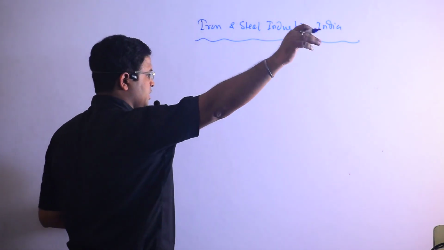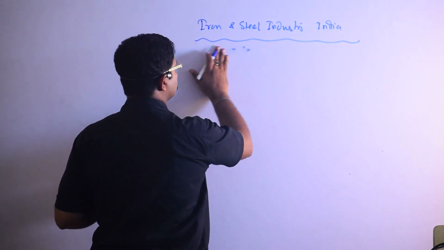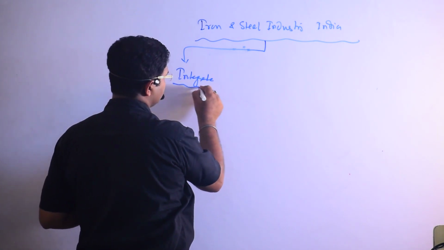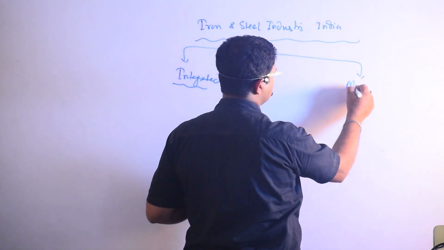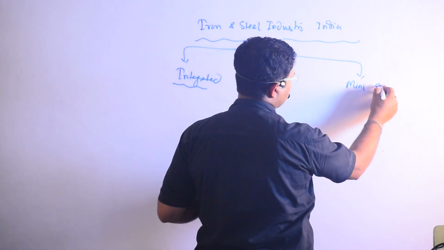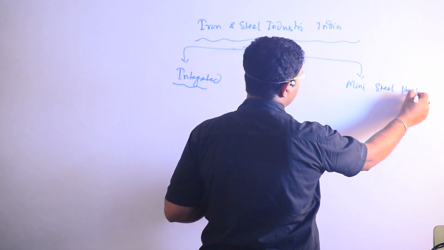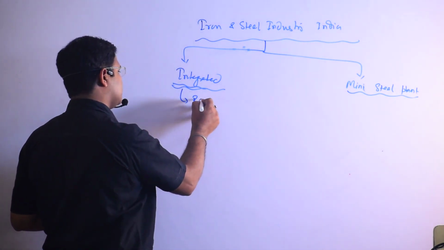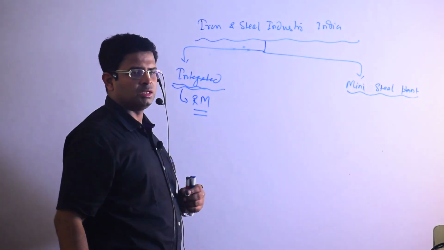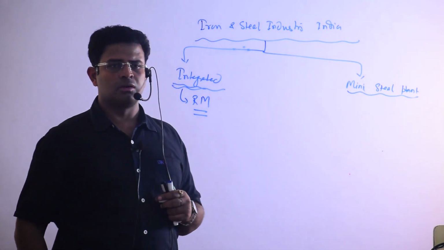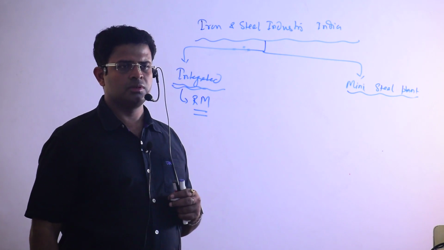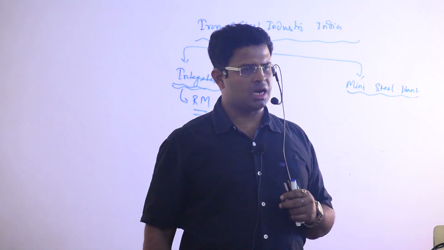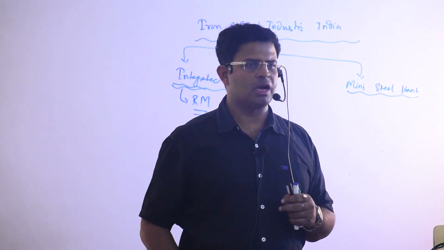Iron and steel industry, first I said 1907, first two types of industry: one I said integrated, another one I said mini steel plant. And India has a large number of mini steel plants, and integrated, major integrated, which are based on what? Raw material, several raw materials. Which are the several raw materials? Iron ore, coal, limestone, manganese, and large amount of water. These are the major requirements.